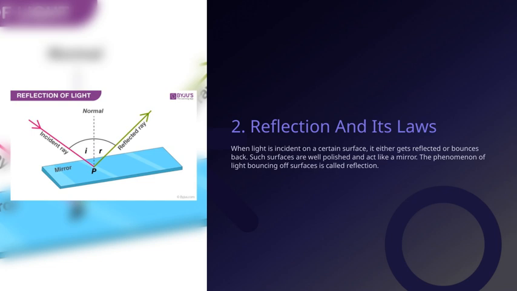It ties directly into the overall theme of understanding light behavior, which is essential for exploring more complex optical phenomena. So remember, whenever light encounters a smooth, shiny surface, reflection is what causes it to bounce back to our eyes.